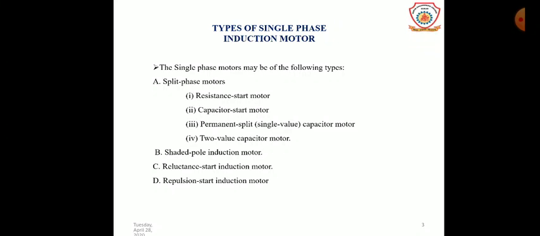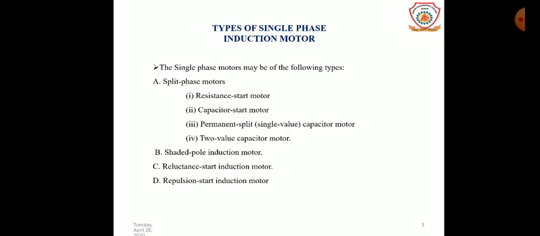Now next is reluctance start induction motor. It starts as an induction motor but runs with a small amount of synchronous torque. The synchronous torque is due to the change in reluctance of the magnetic path from the stator through the rotor as the slots align. This motor is an inexpensive means of developing a moderate synchronous torque.